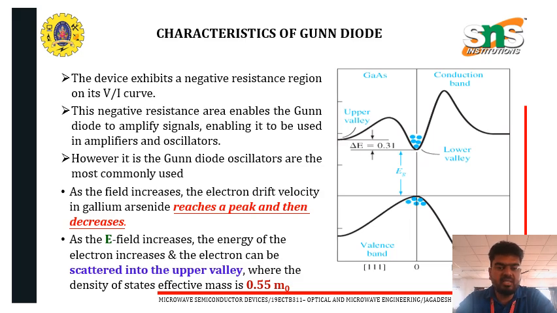As the field increases, the electron drift velocity in gallium arsenide reaches a peak and then decreases. As the E field increases, the energy of the electron increases and the electron can be scattered into the upper valley, where the density of states effective mass is 0.55 m0.